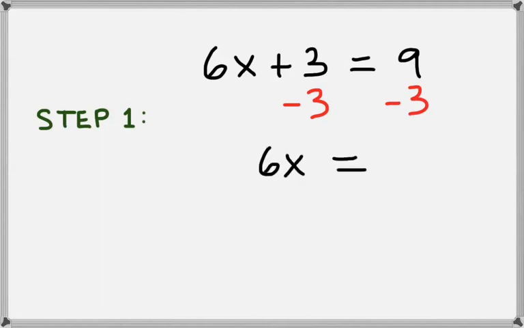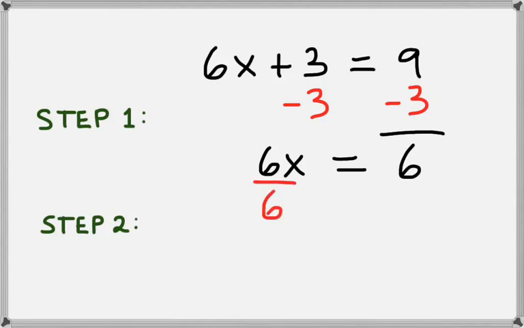So on the left-hand side, that leaves us with 6x, and on the right-hand side, that leaves us with 9 minus 3, which is 6. Now the second step is we want to get x by itself. To do that, we need to divide by 6.